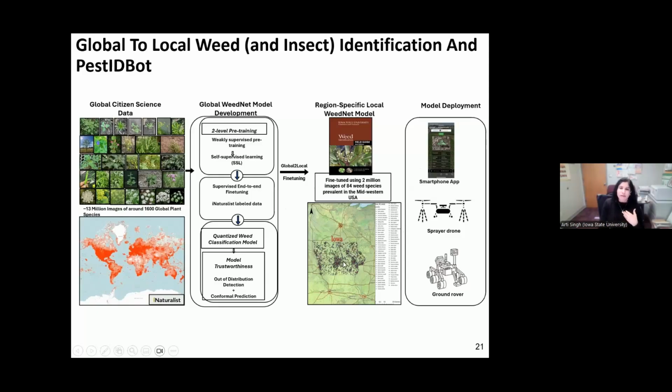So this is very relevant because now the local app not only has a smaller number of species, but the complete list of species which are relevant to a particular state or region. And these models are now lightweight also, and they can be loaded onto sprayer drones and ground rovers, because you are not dealing with a model trained on millions of images, which is very bulky and heavy and cannot go on these devices.